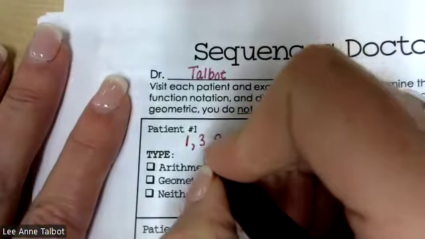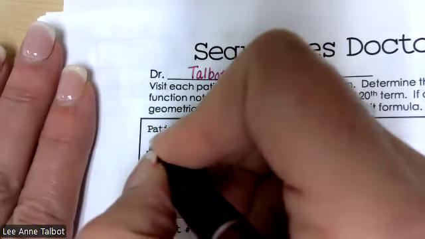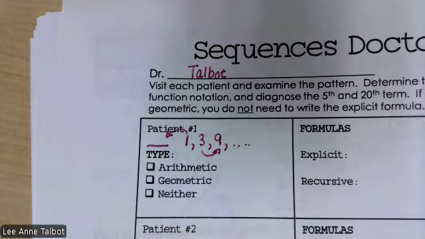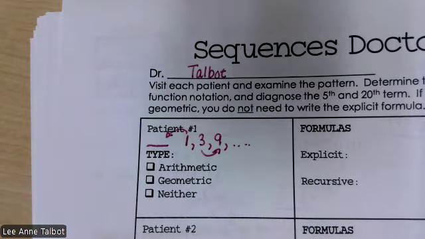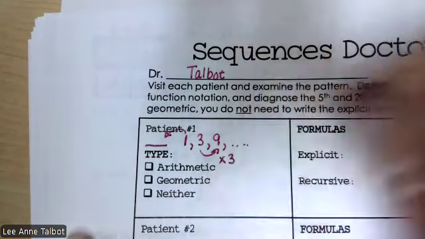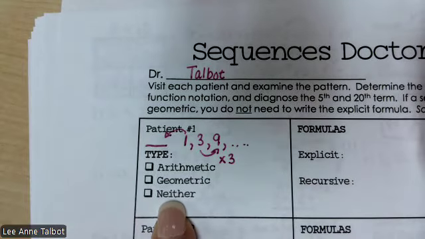Then you do the 2 arrows. So I'm going to do an arrow this way and an arrow that way. And what is this sequence doing? Multiplying by 3, beautiful, times 3. And what is the type if it's times 3? Geometric.